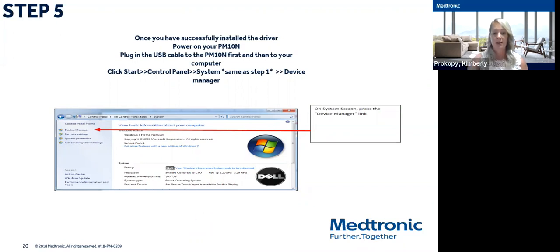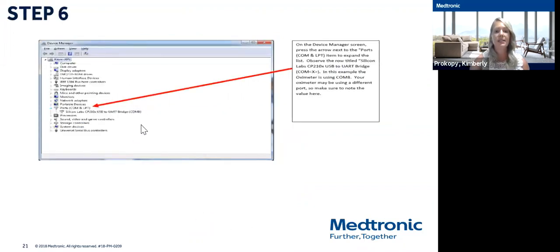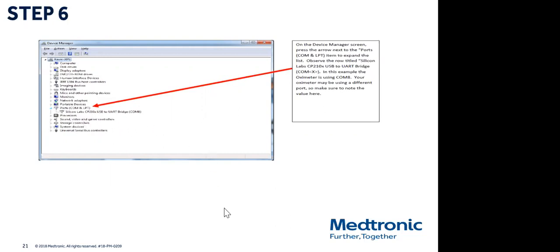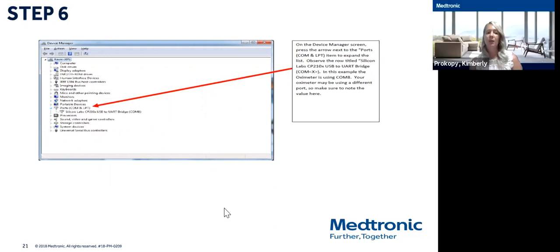When you're in your Device Manager, you're going to see all of the devices that you have on your computer. If you scroll down, it says Ports there. Underneath it, it says Silicon Labs. That means that the driver is installed. If you scroll down and it says Ports and Silicon Labs is not there, there are a couple of things you can do to troubleshoot. It means that there's a connection issue.